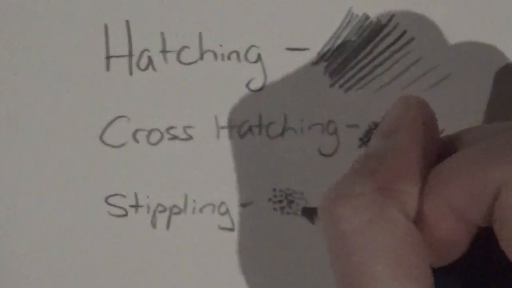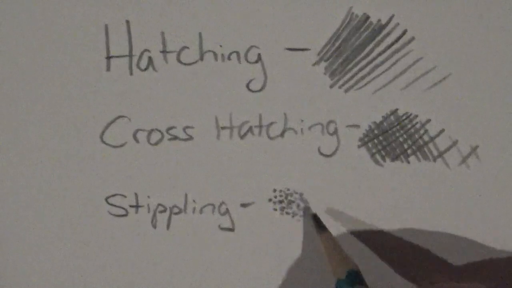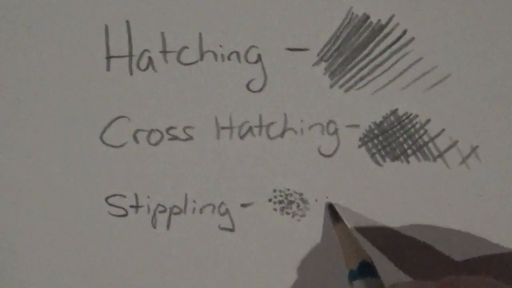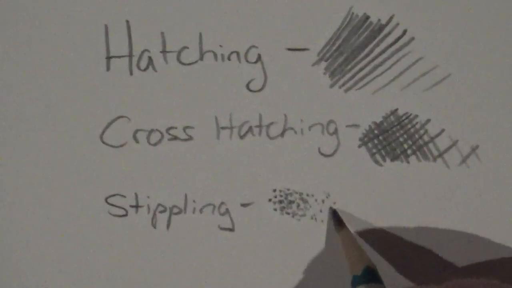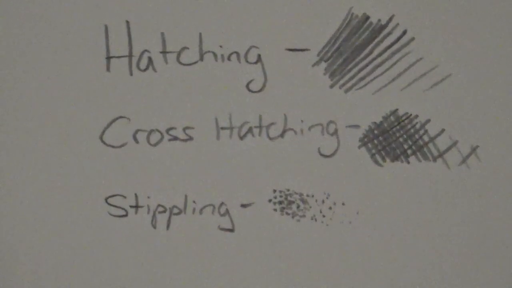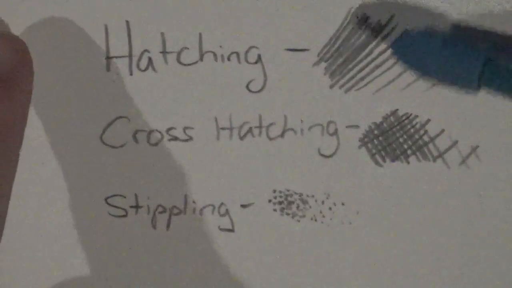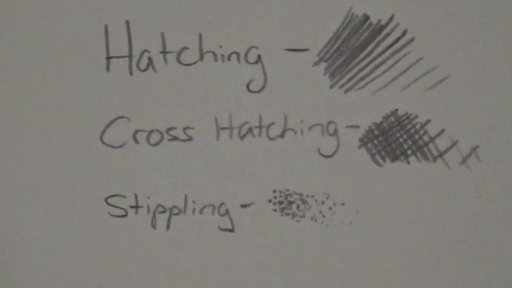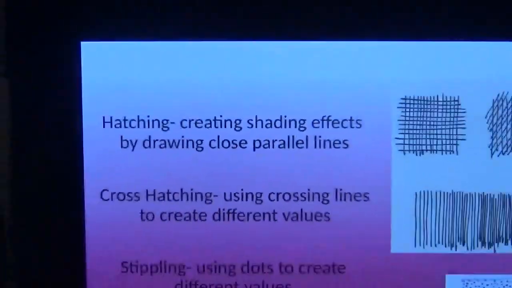To show value. The more dots that I add, the darker an area looks. The less dots that there are, the lighter the area will look. Okay? So you don't need to write any definitions for these, just as long as you can draw them out for me, then that's good. Okay? Cool, so I'm going to pop this back over.